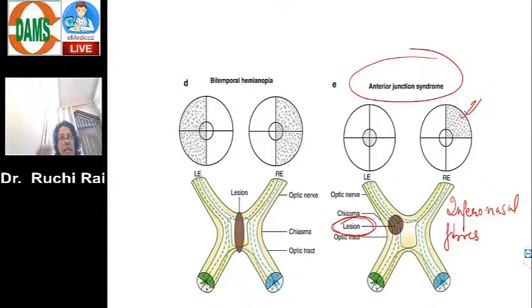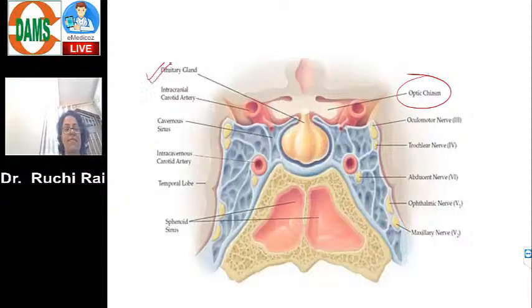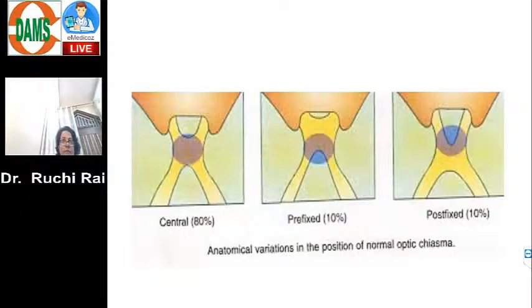Anterior junction syndrome, or the anterior part of the chiasma, is most commonly affected in what? I think everybody knows that the chiasma will be affected in pituitary adenomas or craniopharyngiomas, if you remember your anatomy. Look at this. This is your optic chiasma. This is the pituitary gland. Now, depending on the relative position of the chiasma and pituitary gland, we can have different presentations.